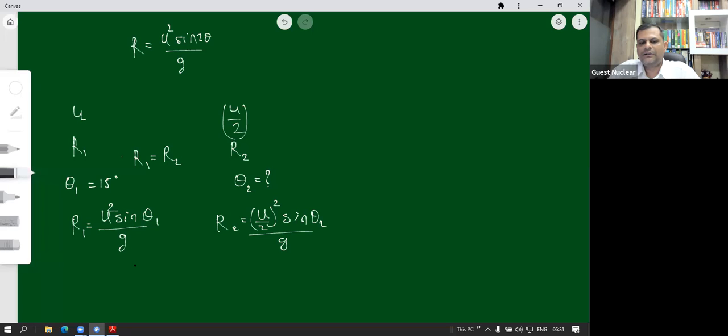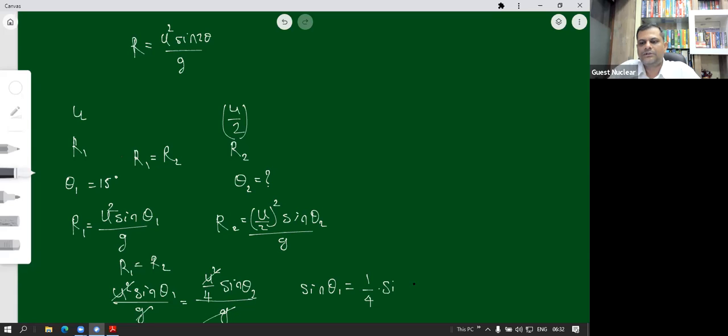But since r1 is going to be equal to r2, if you put the values here, then we get u square into sin theta 1 upon g is equal to again (u by 2) whole square, which becomes u square by 4, right? So u square by 4 into sin theta 2 upon g, so that this g gets cancelled from both sides. Even u square also gets cancelled from both sides, and what we are left with is simply sin theta 1 is equal to 1/4 of sin theta 2, correct?